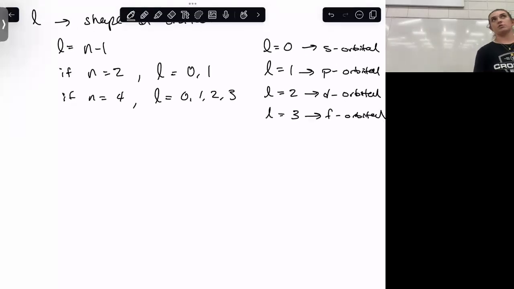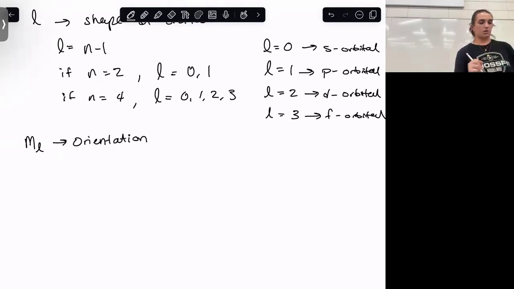What's the next quantum number? This is m sub L. What does this tell us? This is our orientation. Okay, so this is where it is around the nucleus. What are our constraints for m sub L, what it can be?